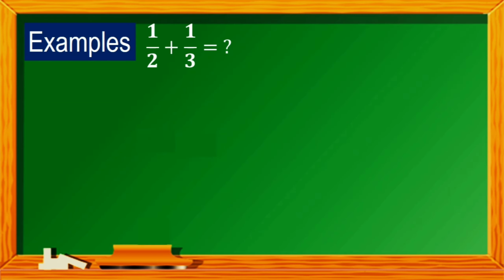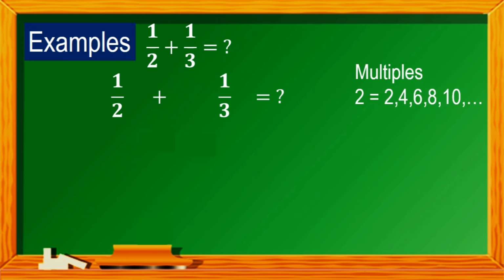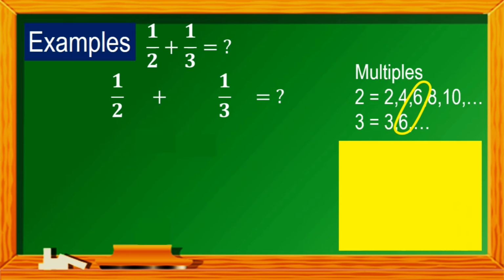First example, 1/2 plus 1/3. Let us find the lowest common multiple of 2 and 3. List some multiples of each denominator. For 2 are 2, 4, 6, 8, 10. For 3 are 3, 6. We can stop here since we can already identify a common multiple, which is 6. And this is their least common denominator or LCD.